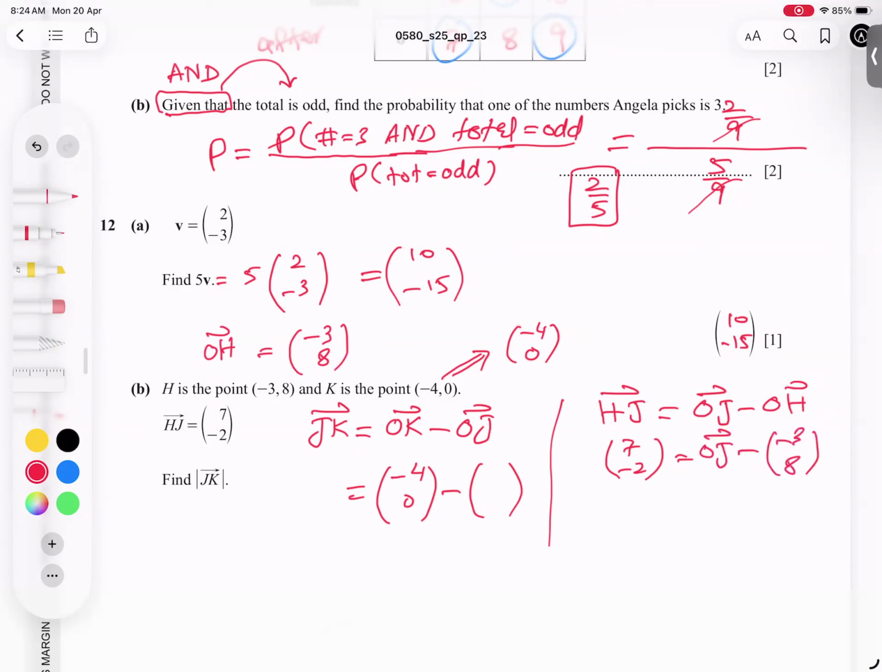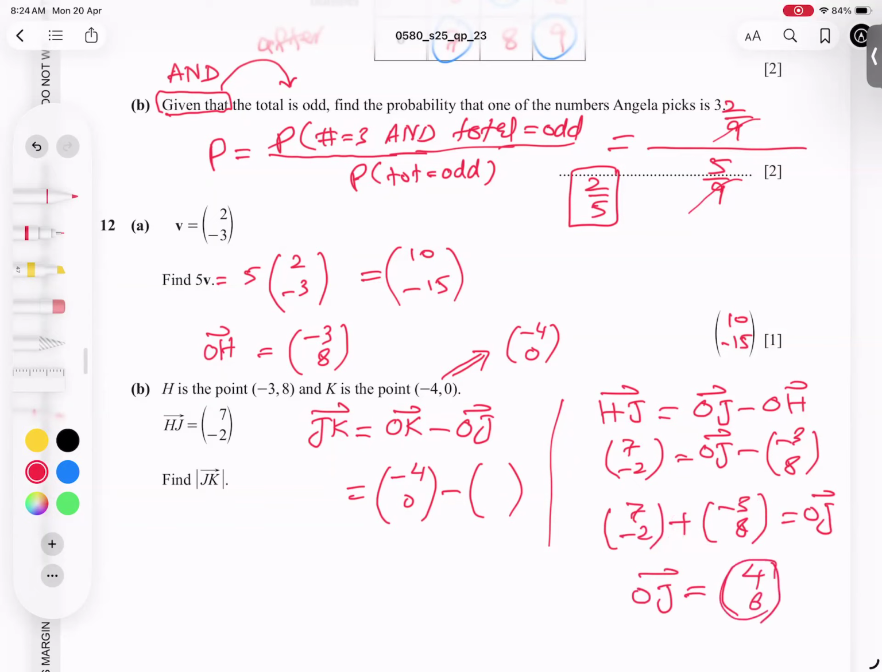Okay, so when I bring this to the other side, this outside negative sign will change. 7, negative 2 plus negative 3, 8. The inside sign will not change. Make sure this negative sign becomes positive. So the value turns out to be 7 plus minus minus, I get a 4. Okay, negative 2 and plus 8 will give us a 6.